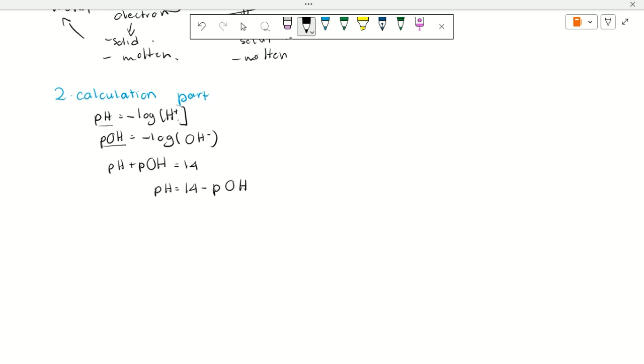However, if they give the hydroxide ion and they are asking for the concentration of H plus ion, after you subtract it like I just explained, you can use this formula by putting the pH inside here to get the H plus. I hope you understand. If you don't, you can just message me or something.